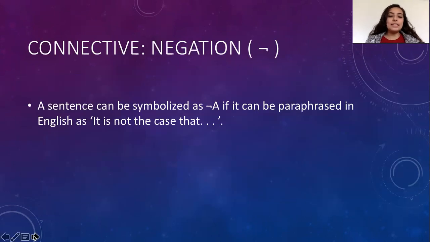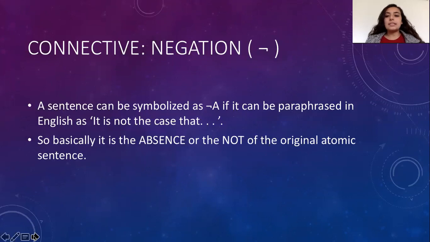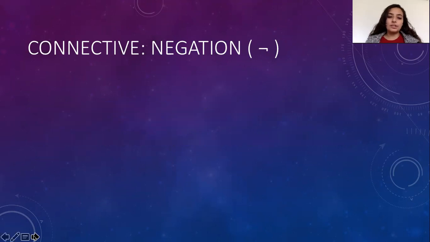Okay, so basically a sentence can be symbolized as not A if it can be paraphrased in English as it's not the case that. So this is the definition that you guys have in the book. And basically you put a not A whenever you see it's not the case that, or it's not that, or whatever it is, and you just put that little line, the little squiggly at the bottom, next to whatever letter you just assigned that atomic sentence.